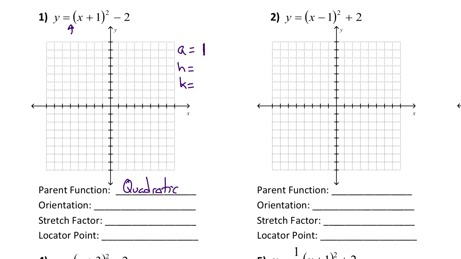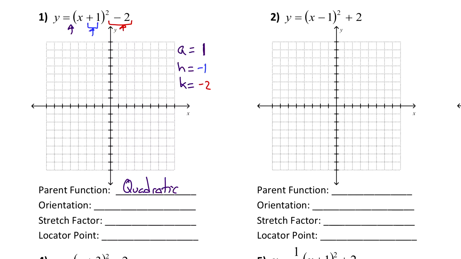Our H value, like we just finished talking about, is going to come from our plus 1 that we see here, which means it's going to be -1, right? It's always the opposite. And then our K value is going to come from the end. So this is going to be a -2. All right, that's all the information we need to answer some of the stuff at the bottom.